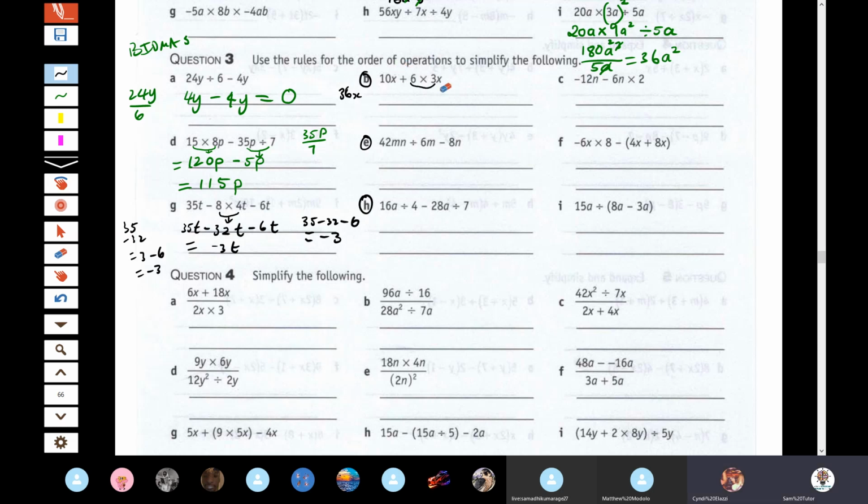Oh, so the 10x is adding to 6, but the 6 is being multiplied by 3x. So what you would do, you would multiply these two together, which becomes what now? What's 6 times 3x? 18x, and then plus 10x. 28x. Yeah, that's it. Simple. Does that make sense? Yeah, it's right next to it.